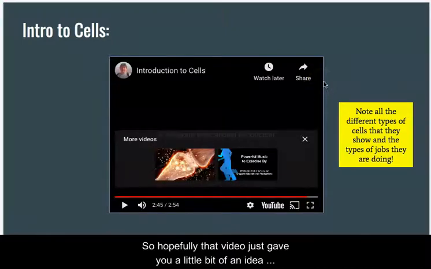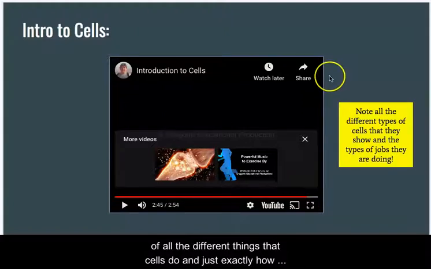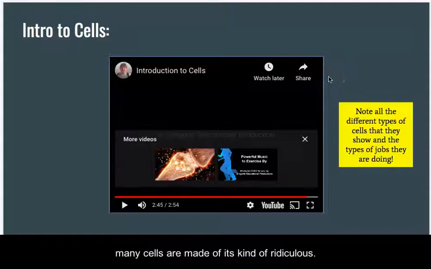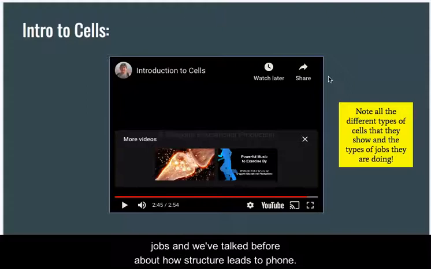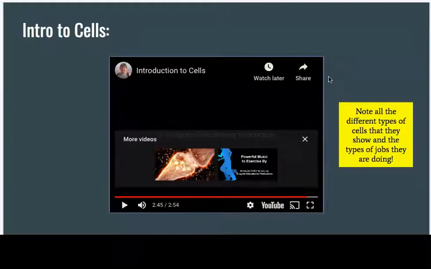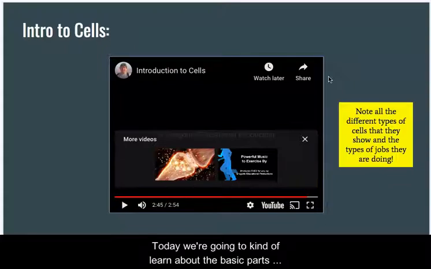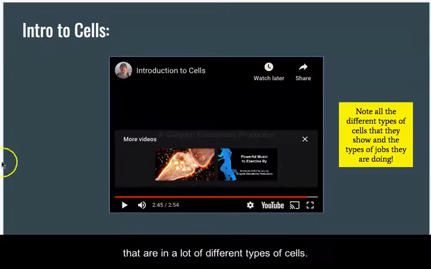So hopefully that video just gave you a little bit of an idea of all the different things that cells do and just exactly how many cells we're made of. It's kind of ridiculous. But I hope you realize that there's a lot of different types of cells. They had different structures, they had different jobs, and we've talked before about how structure leads to function. And today we're going to learn about the basic parts that are in a lot of different types of cells.